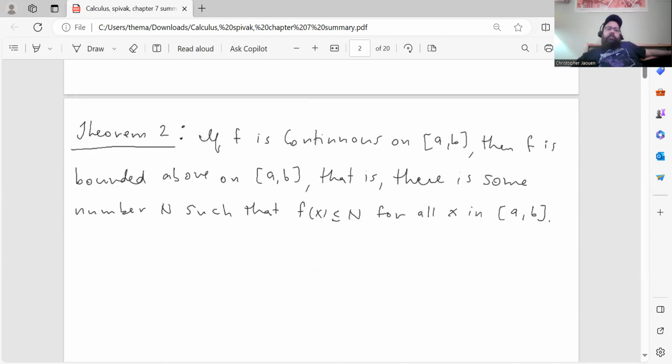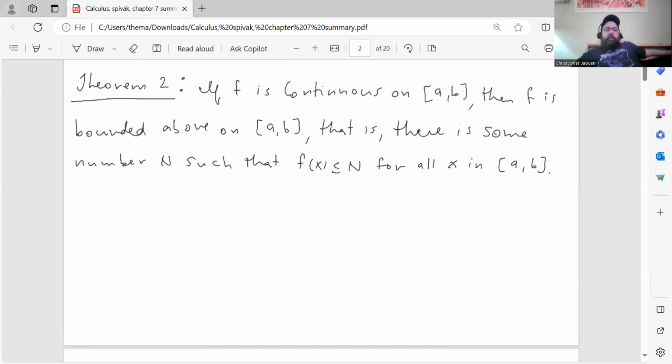Here's theorem 2. If f is continuous on the closed interval from a to b, then f is bounded above on the closed interval from a to b. That is, there is some number n such that f of x is less than or equal to n for all x in the closed interval from a to b. Right, so continuous functions defined on closed bounded intervals are bounded above.